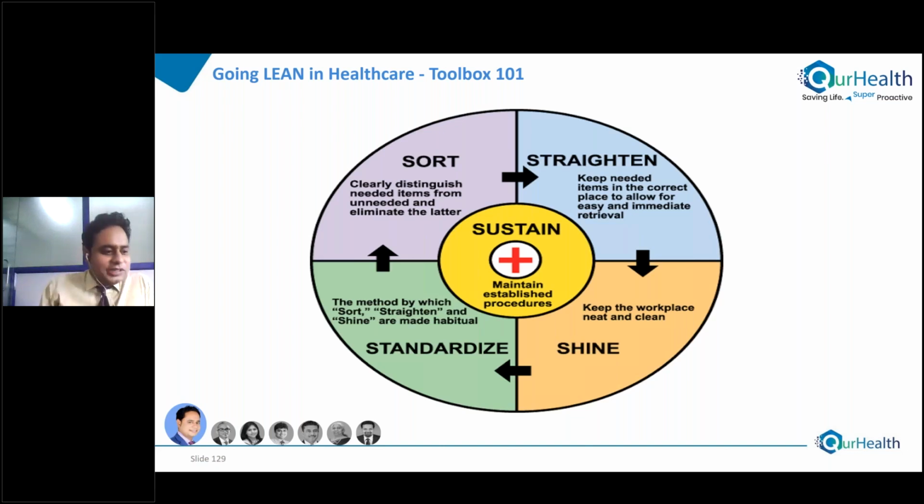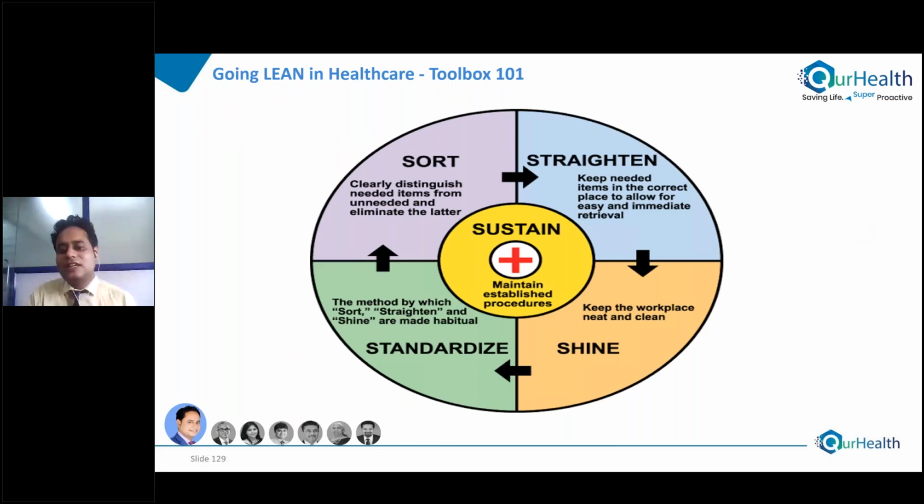Set in order means there is a simple acronym with which I remember: a place for everything with everything in its place. If I want to search something, I can immediately search it. If a surgeon is in the operation theater, he can immediately get whatever he needs. So that is set in order. Place for everything with everything in its place.